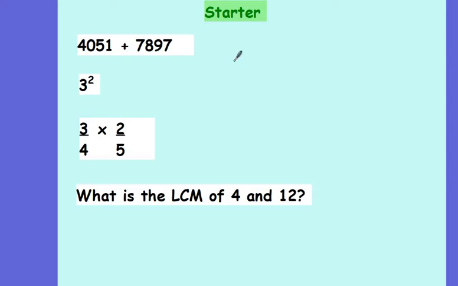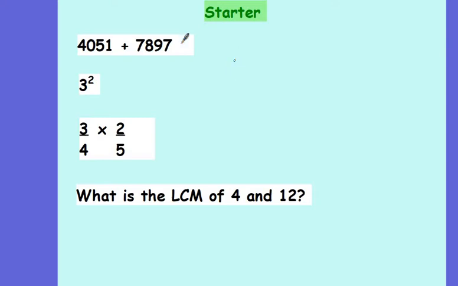Can you work out 4,051 plus 7,897? Can you then work out 3 squared for me? Can you multiply together 3/4 times 2/5? And then can you find the lowest common multiple of 4 and 12? Please pause the video and have a go at these questions in your light blue books now.